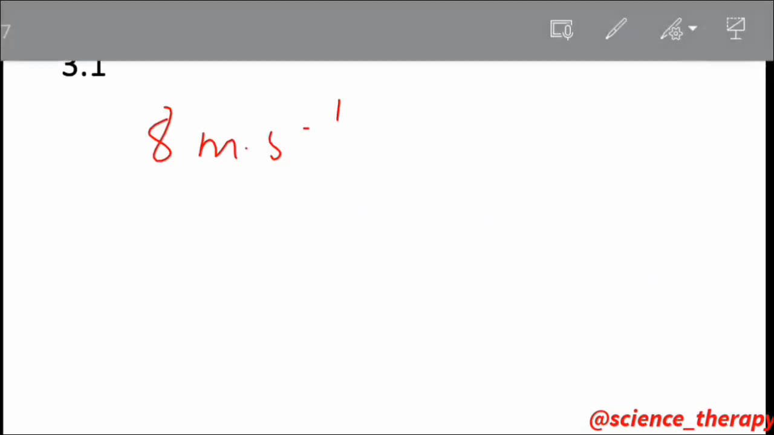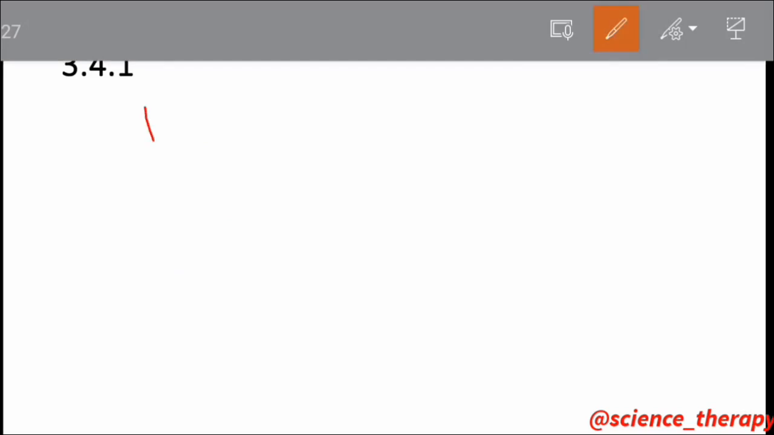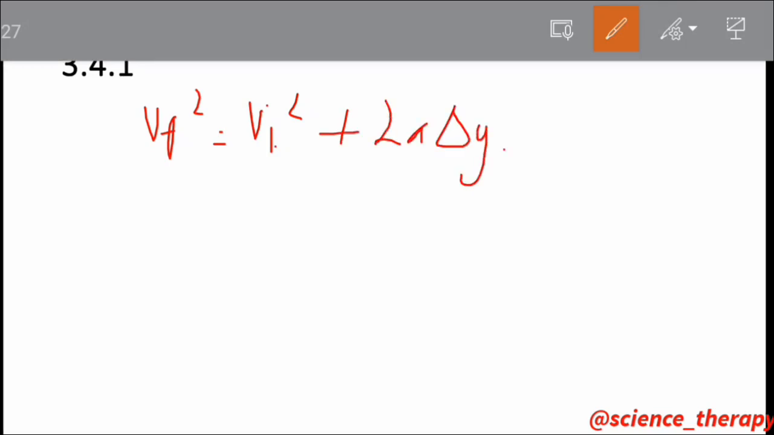Let's just use which one? Let's use Vf squared is equal to Vi squared plus 2a change in y. So this one would be best for that. Then our Vf is 9.6 and then square that.